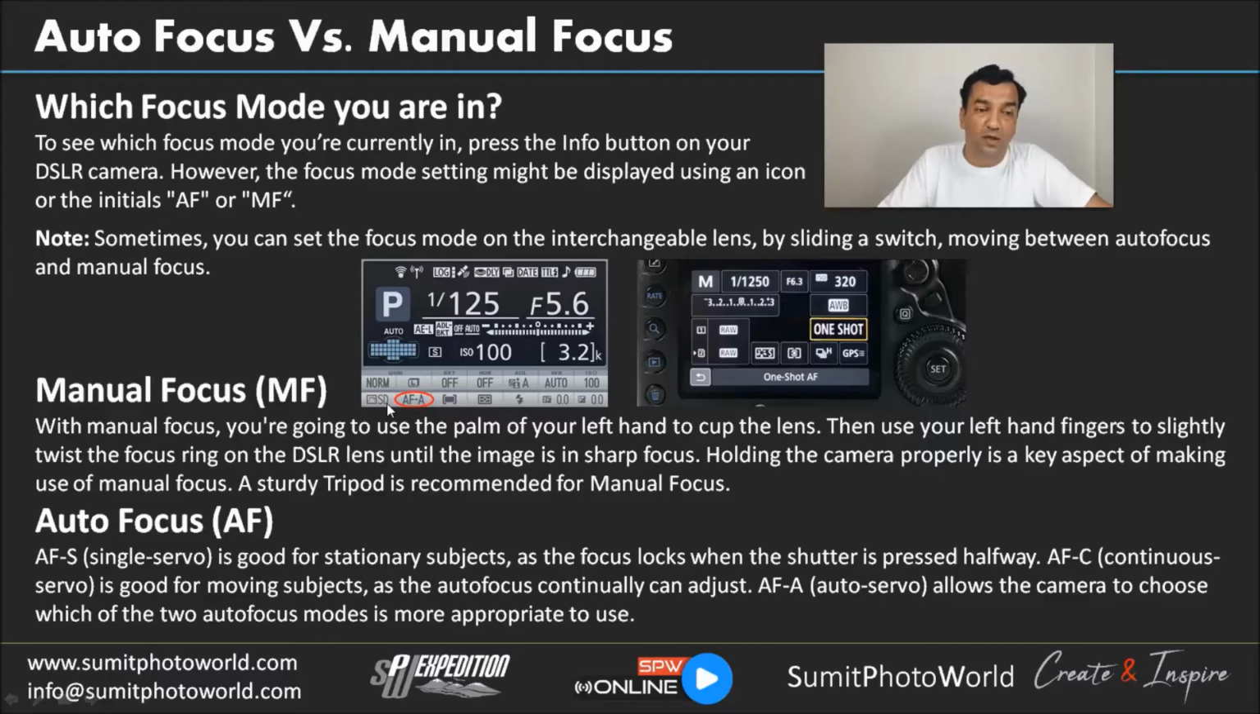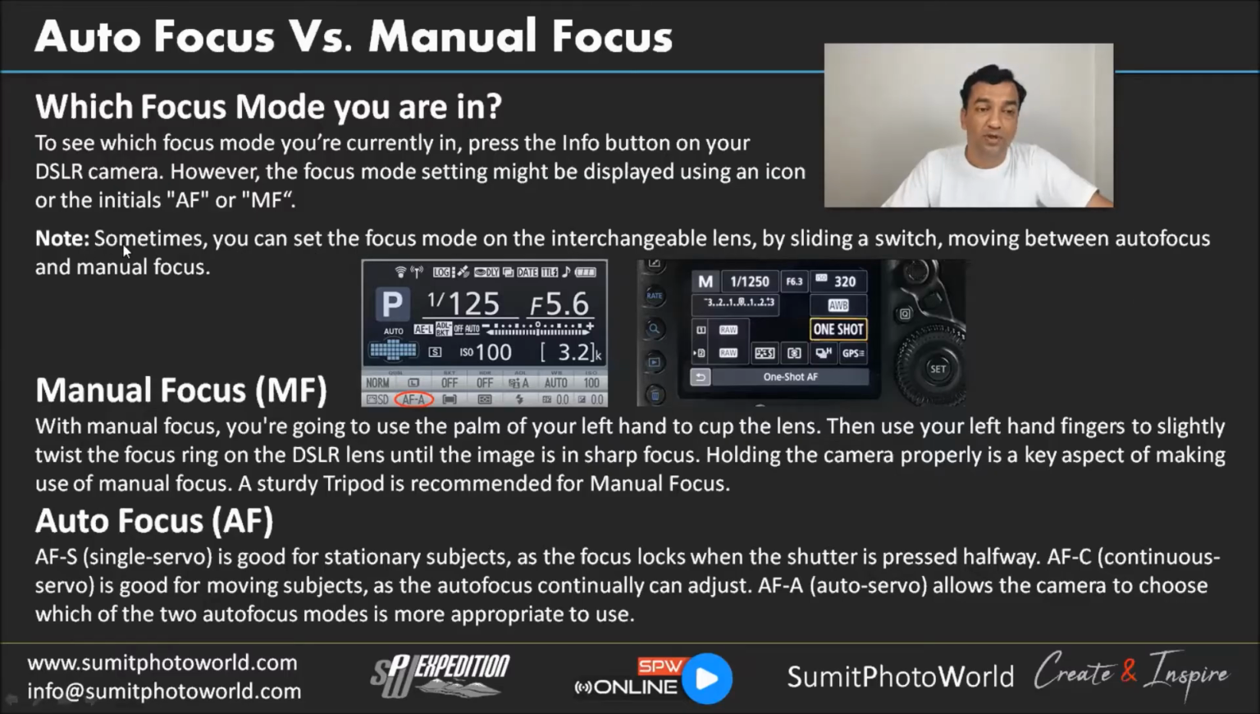So if you see these two images, you will have AFA on the left image, which is from the Nikon, and the right-hand image is from Canon. In Canon, we have One Shot, so we know that we are in One Shot focusing mode. And on the left-hand Nikon info screen, we have AFA, so we know that we are in AFA focusing mode. That's how we understand which focusing mode we are in, and depending on what kind of shooting we are going to do, we have to change our focusing mode if required.